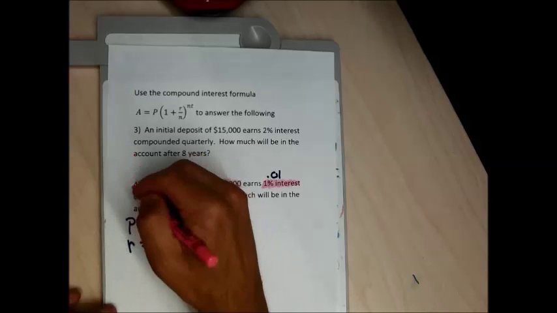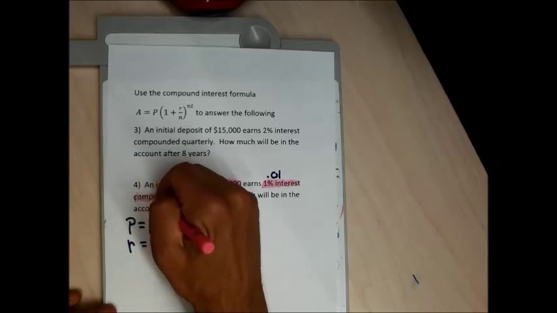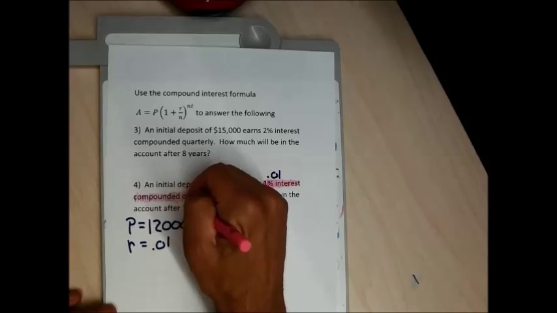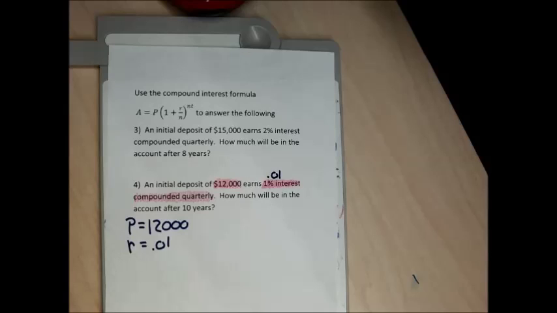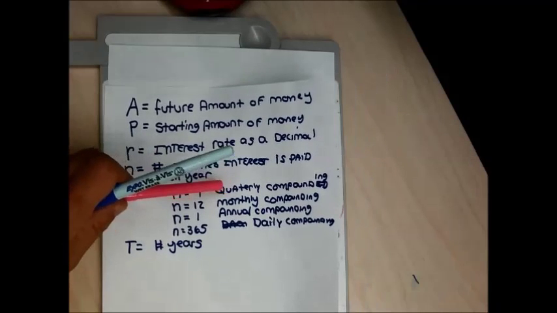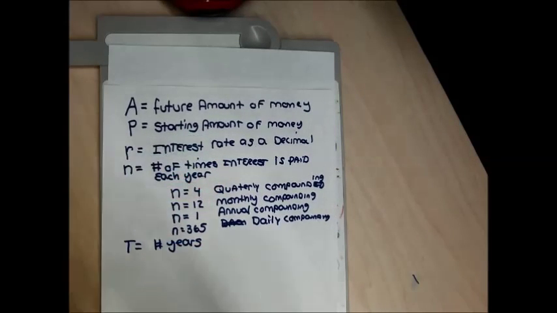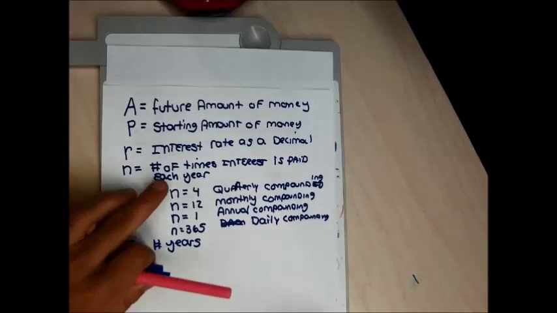As I finish out the first sentence, I see words that imply what the N is. The compounded quarterly tells me how many times each year the interest is going to be paid. And quarterly compounding means N is equal to 4.